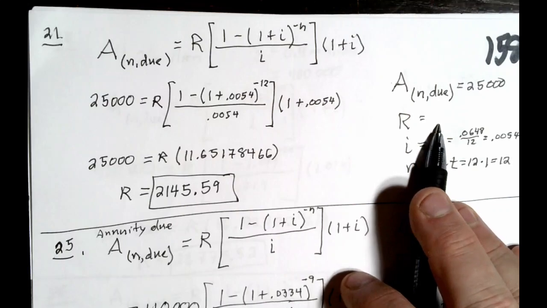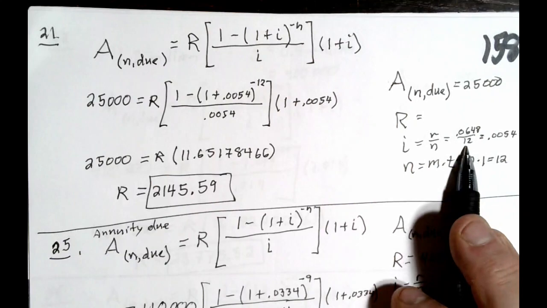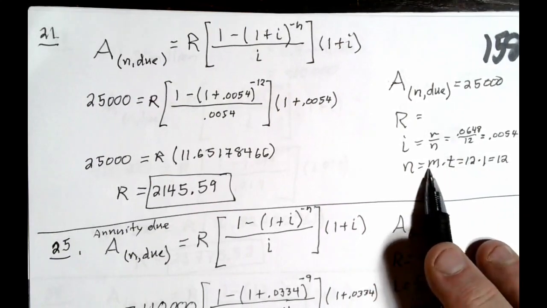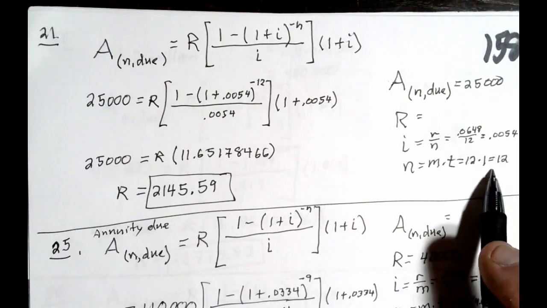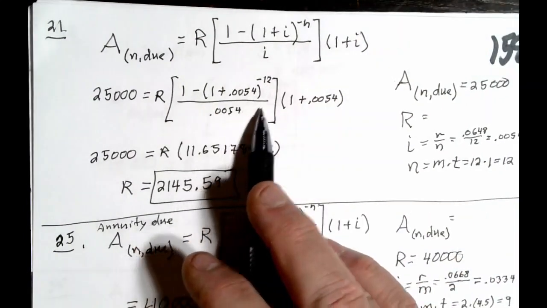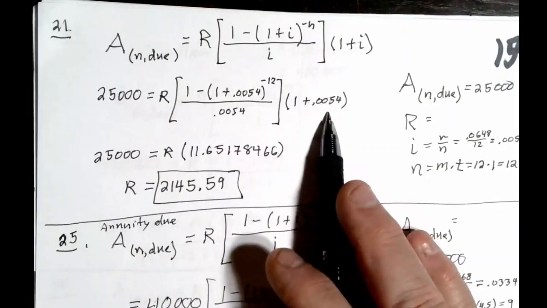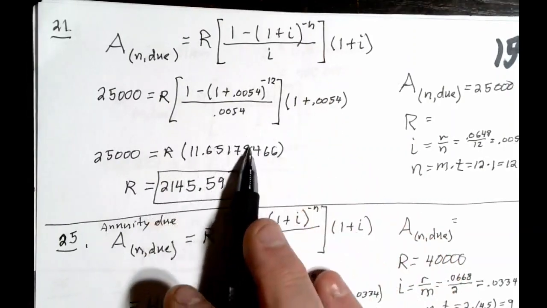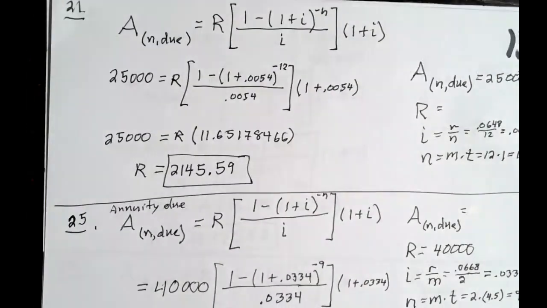payout of R. Interest rate is 0.0648, compounded monthly, so N is 12. M is 12, T is 1. And so you're looking for R. So you plug in everything you know, crunch everything down carefully, multiply it by 1.0054 in this case. You get this, divide both sides by that, and you get 2145.59.